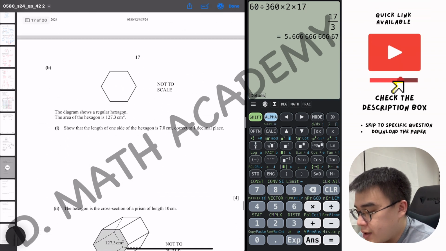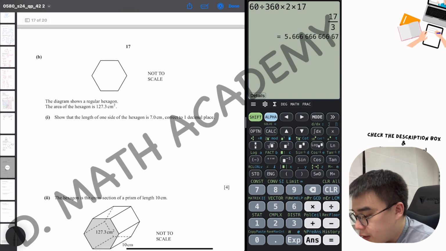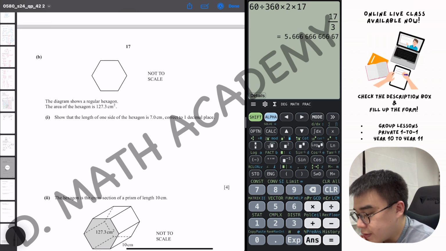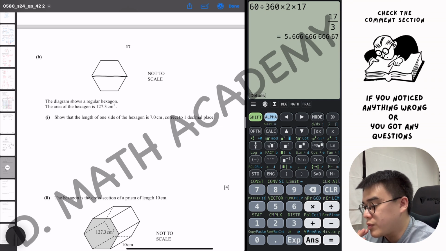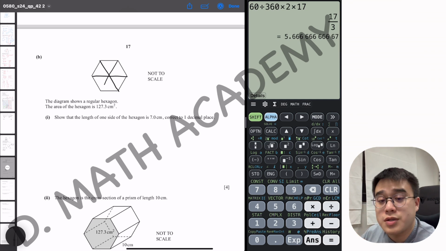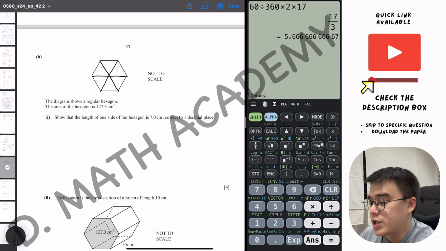Moving on to B, we have the area of this hexagon. Find the side length of the hexagon. Okay, they ask us to show. So the key catch for the hexagon is that if you pay attention to it, it can actually be split into 6 equilateral triangles.